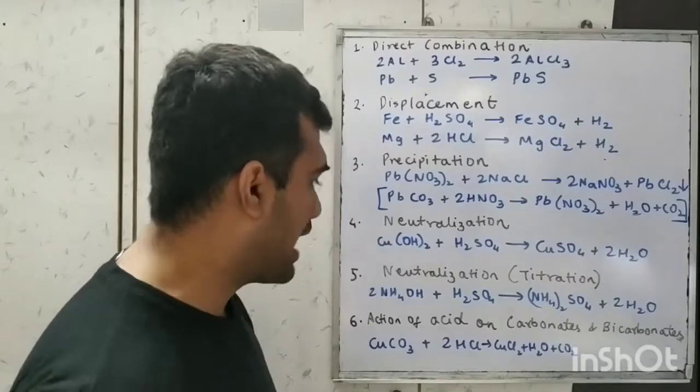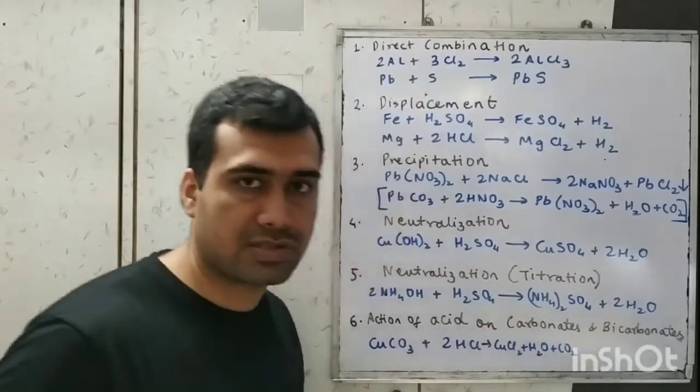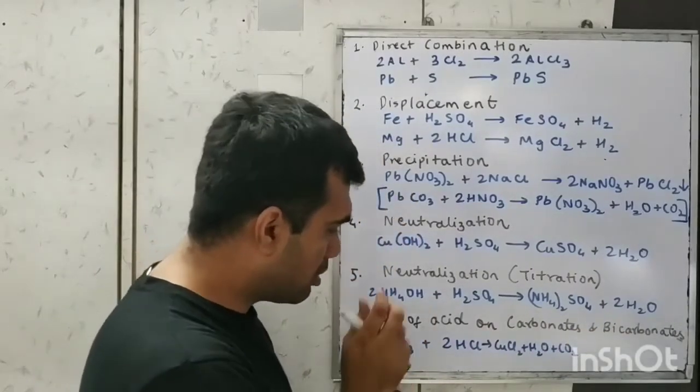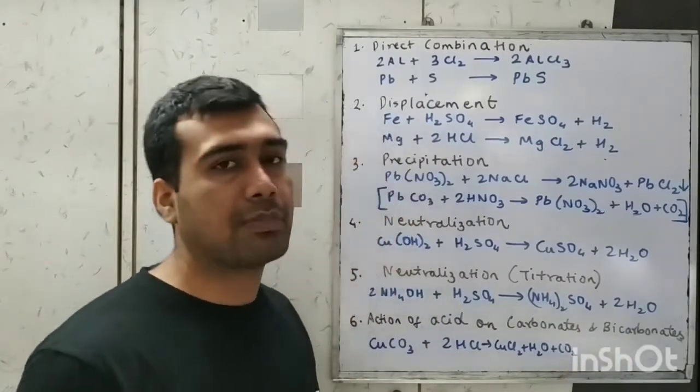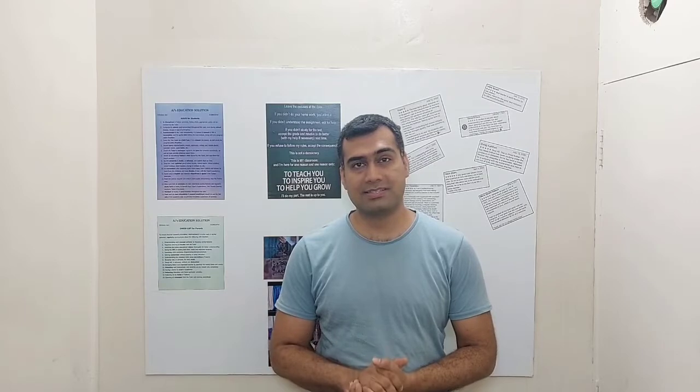And finally, the action of acid on carbonates and bicarbonates, which is decomposition by acid. You take any carbonate or bicarbonate, react it with a dilute acid, you will get a salt, and of course water and carbon dioxide.